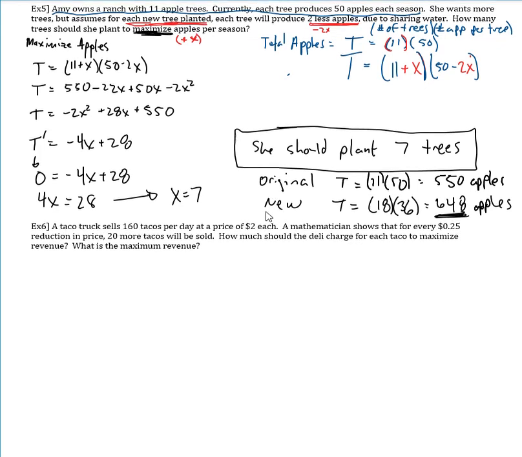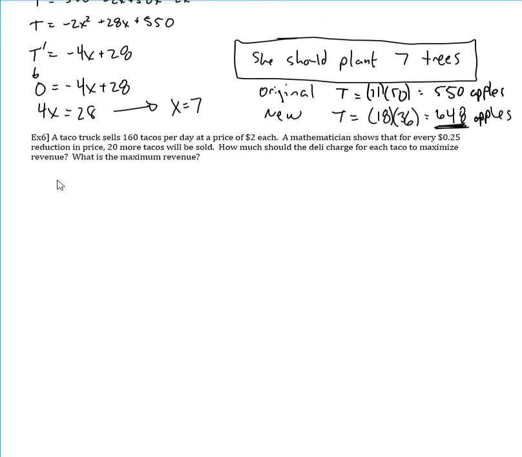Okay, so let's try one other where it says a taco truck sells 160 tacos per day at a price of $2 each. A mathematician shows that for every 25 cents reduction in price, 20 more tacos will be sold. How much should the deli charge for each taco to maximize revenue? What is the maximum revenue? Okay, so the taco truck, I guess, is called the deli here. Maybe that's probably a typo. We'll just say truck. How much should the truck? There we go. Okay, so we'll try to fix that in the notes.